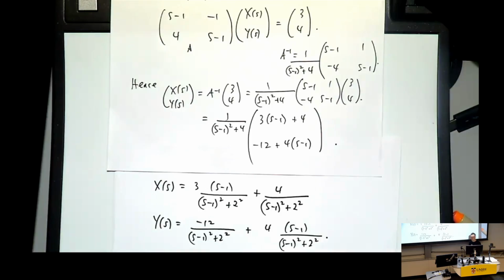Okay, so this is the challenge now. We have to find the inverse transforms. That's a negative 12, by the way. The inverse transforms of these things. So what's the easiest part to start with first? If you were given this problem, what are the easiest bits to find the inverse transforms of?